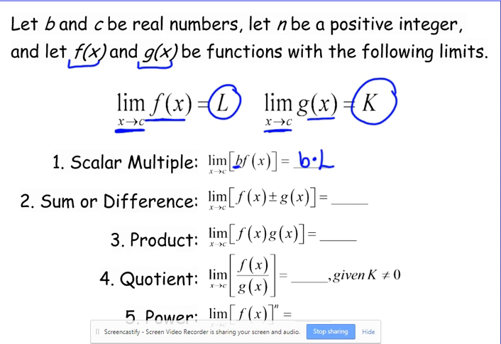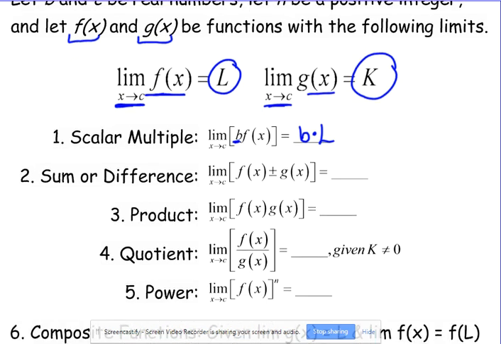Okay? Some of these are going to seem kind of duh, but people still tend to overlook them. If we have a sum or a difference, if we're adding the two functions together, f of x and g of x, we just add their limits together. And if we're subtracting them, then we subtract their limits. Depending on whether it's a sum or a difference, it's either going to be the limit of f plus the limit of g, or the limit of f minus the limit of g.